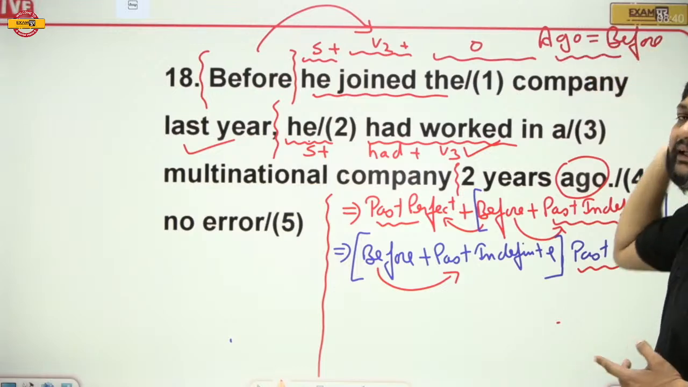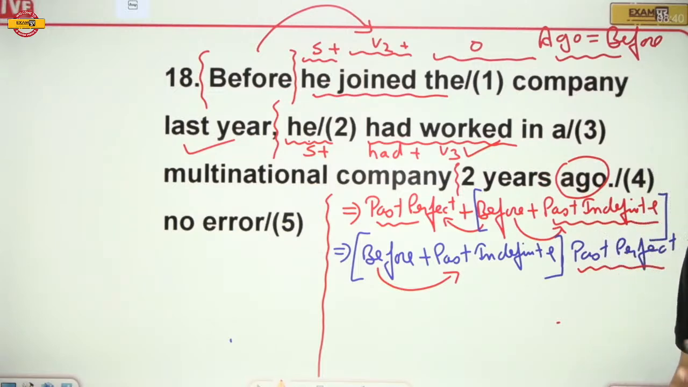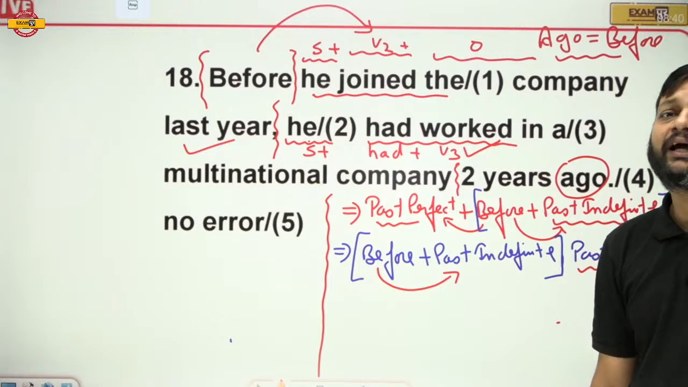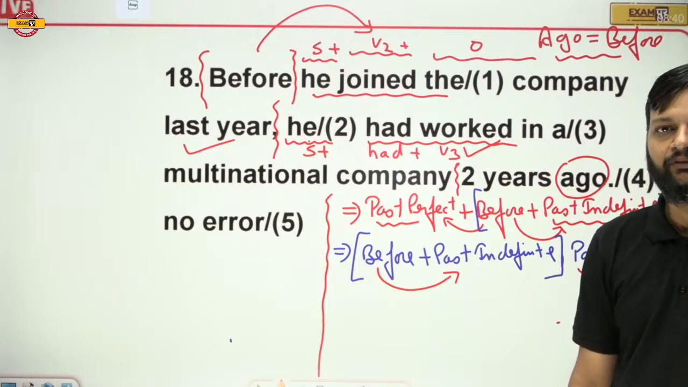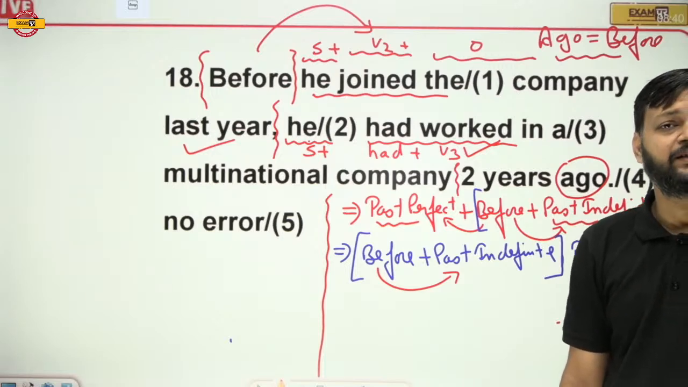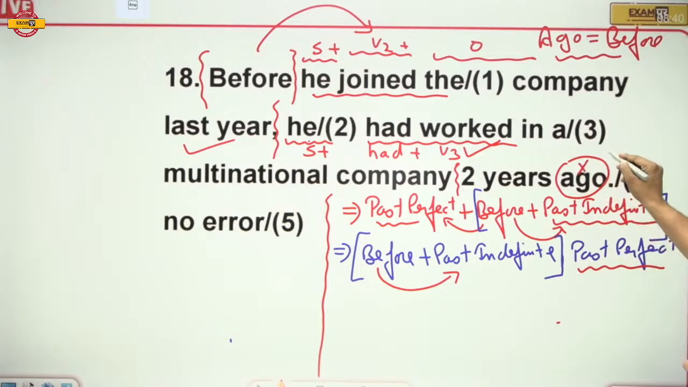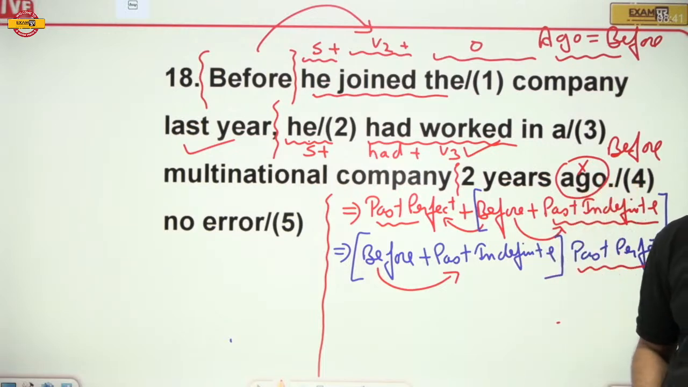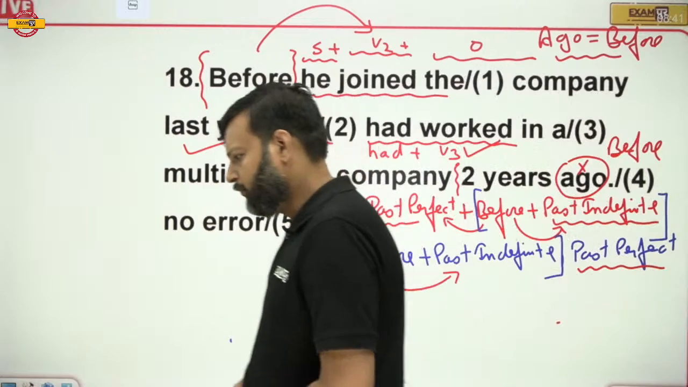Now what to do? So the simple thing is, ago and before are equivalent. Okay. The only difference between ago and before is that you use ago with past indefinite and before with past perfect. We use ago with past indefinite clause and before with past perfect clause. Otherwise, the meaning of both the words is the same. So here you just need to change ago into before. Okay? Did you get the concept now?